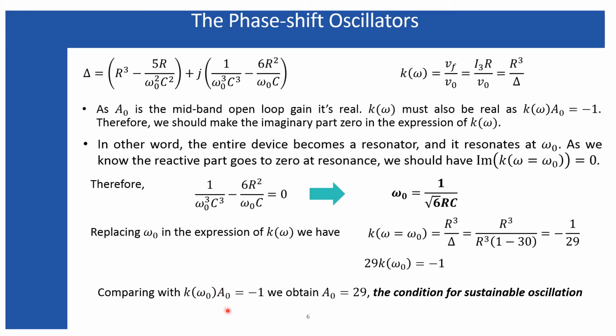Now if you compare this expression with the Barkhausen criteria, which is K times A naught is equal to minus 1, we can easily find what should be the value of A naught to sustain the oscillation. That is 29. So A naught must be 29.